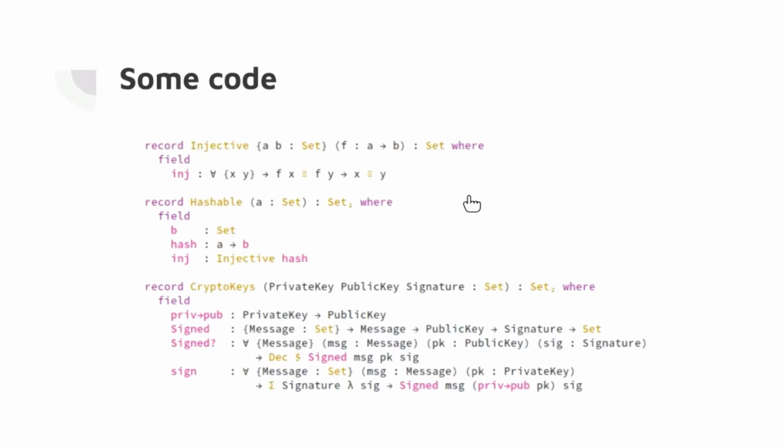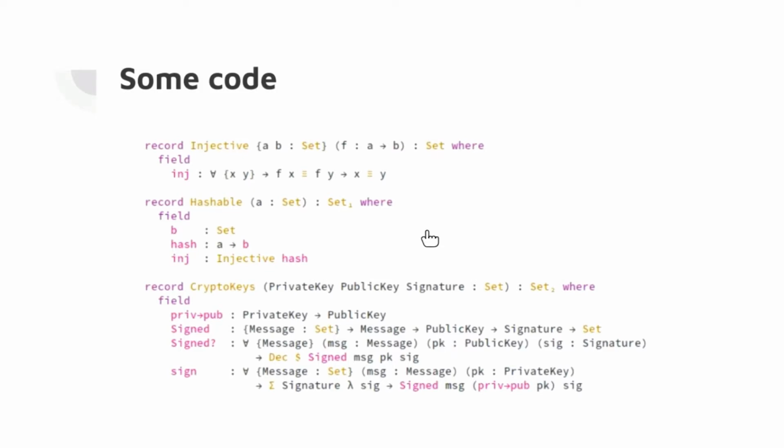Here's some code about my master thesis. I defined what an injection function is. I define here what a hashable is. It's a type that has a hash. A hash is an injection function.